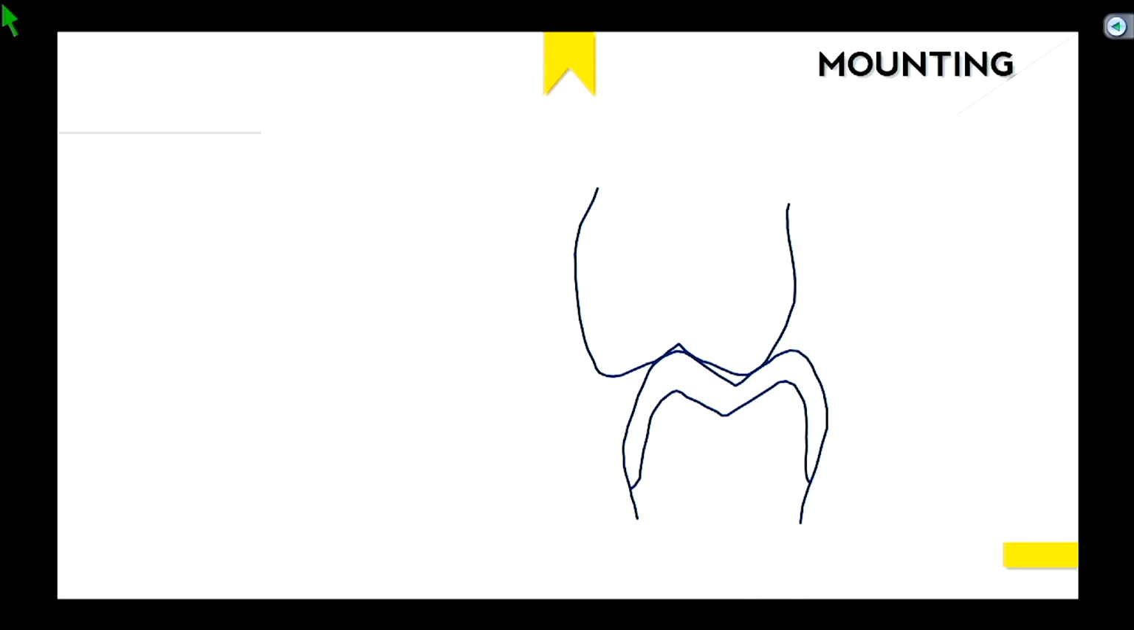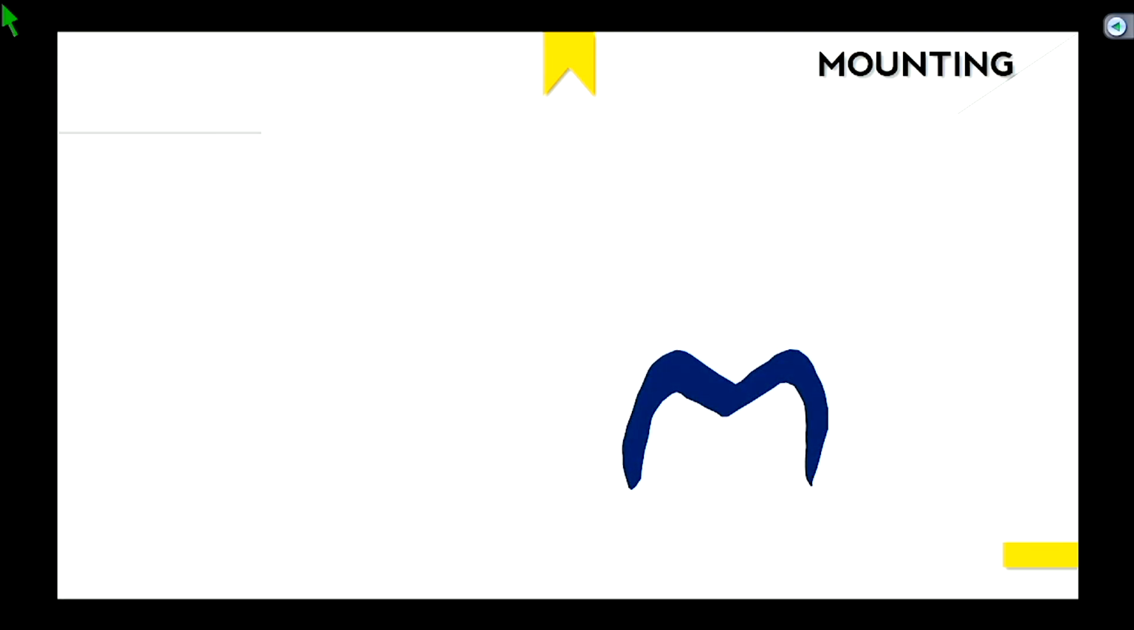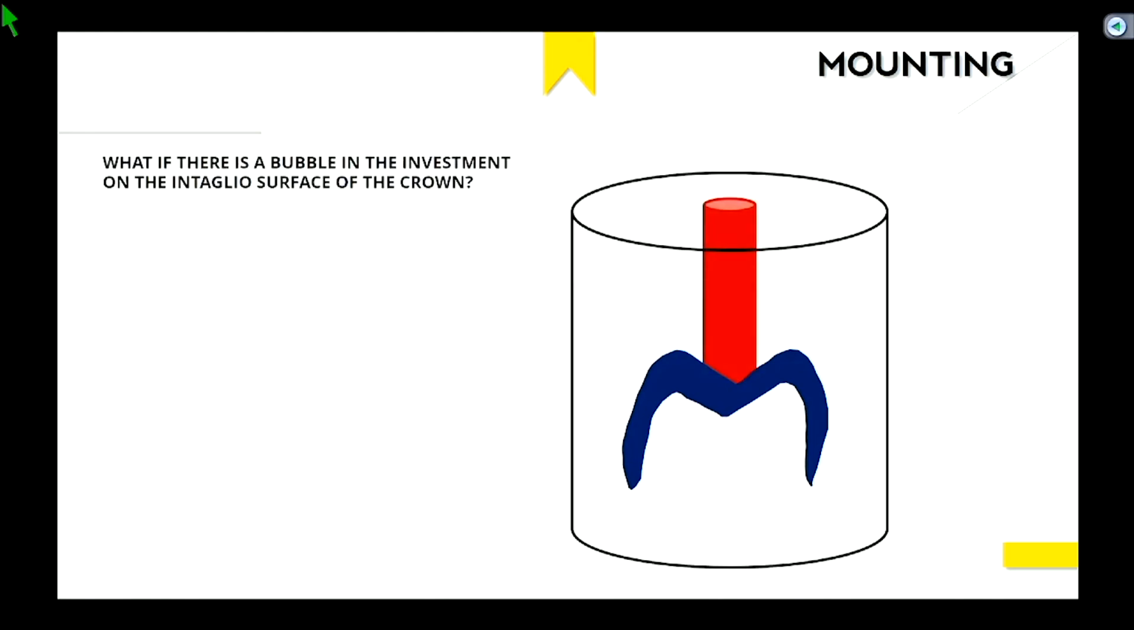Okay, so we're going to paint a few scenarios to see if we can think through this. So again, we have a crown. Let's see. So this is our wax up. The crown is waxed up. And the question is, what if there's a bubble in the investment material on the intaglio surface of the crown?